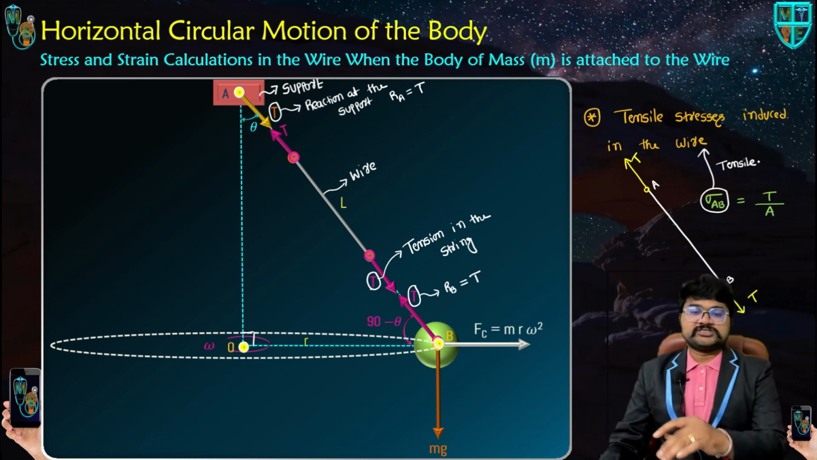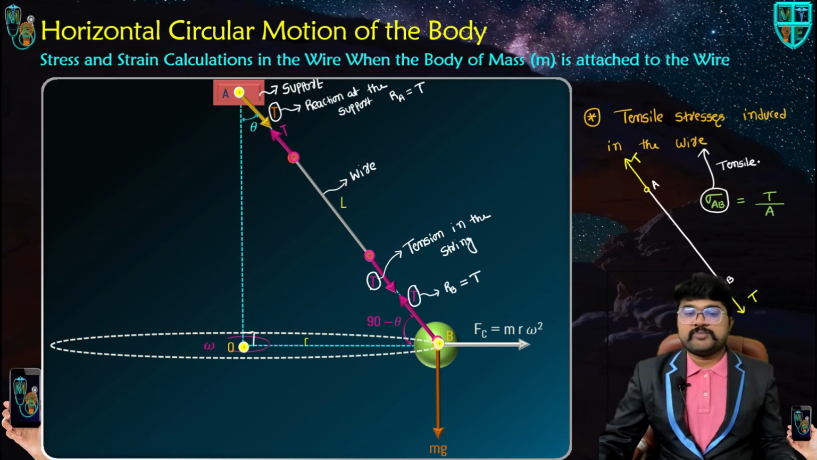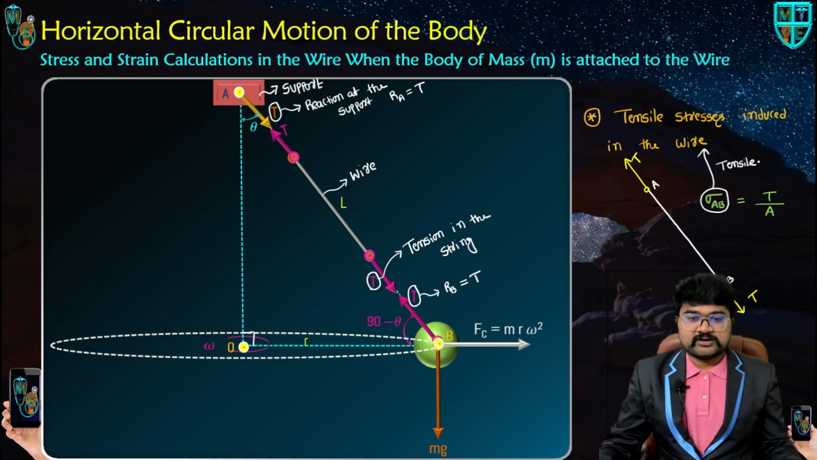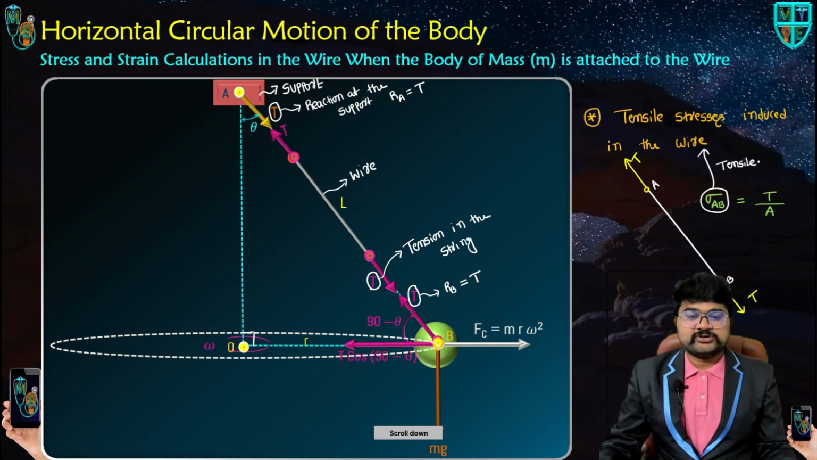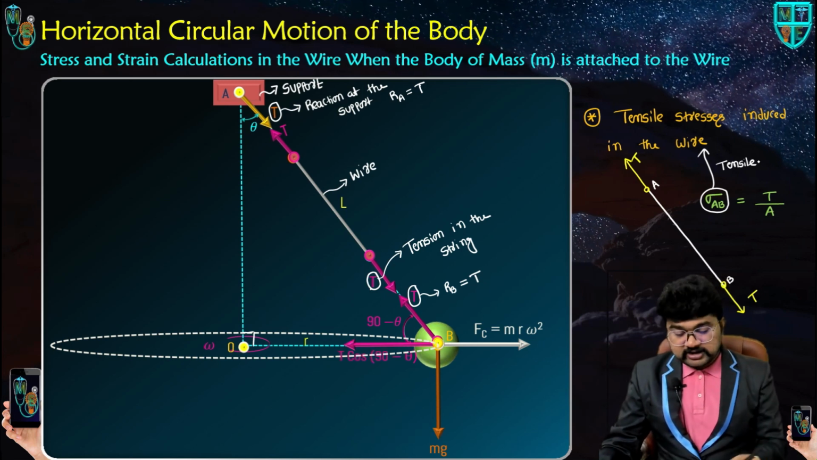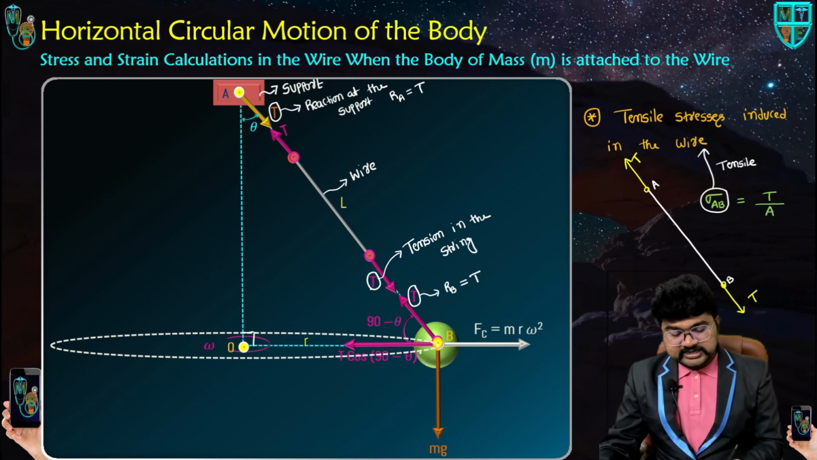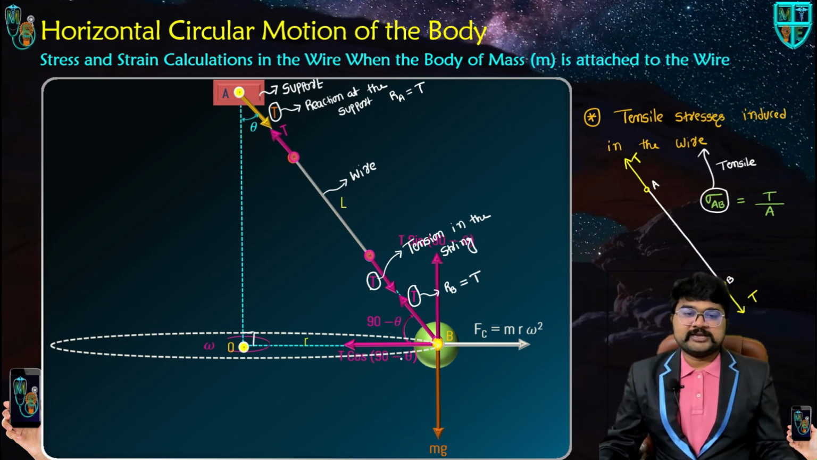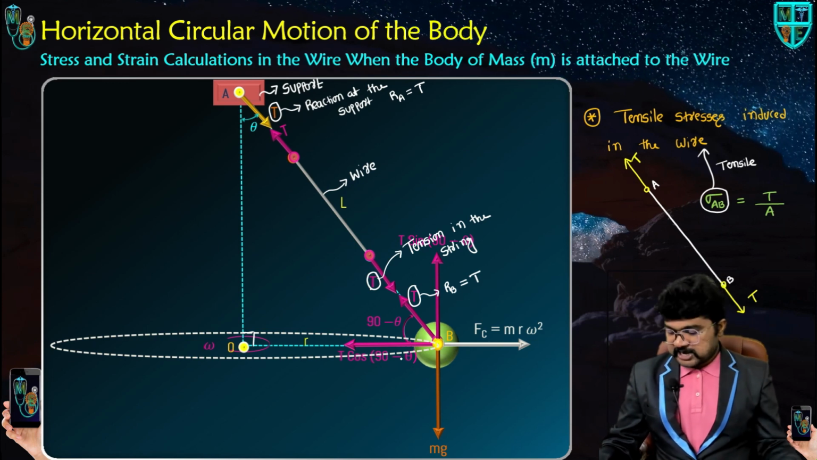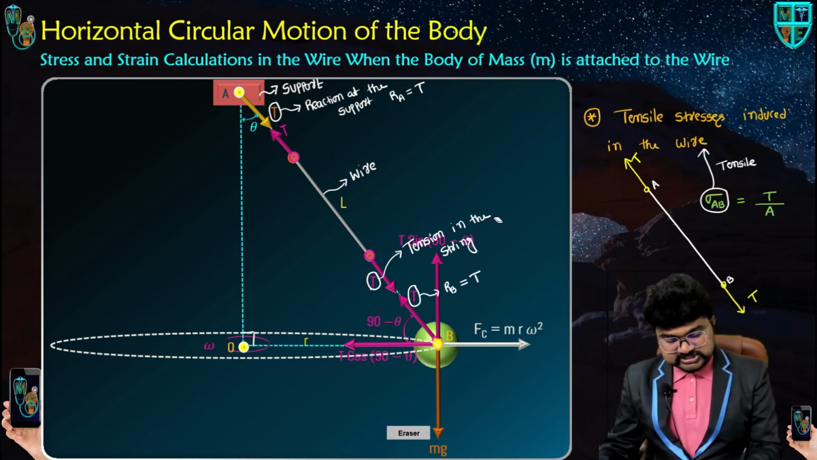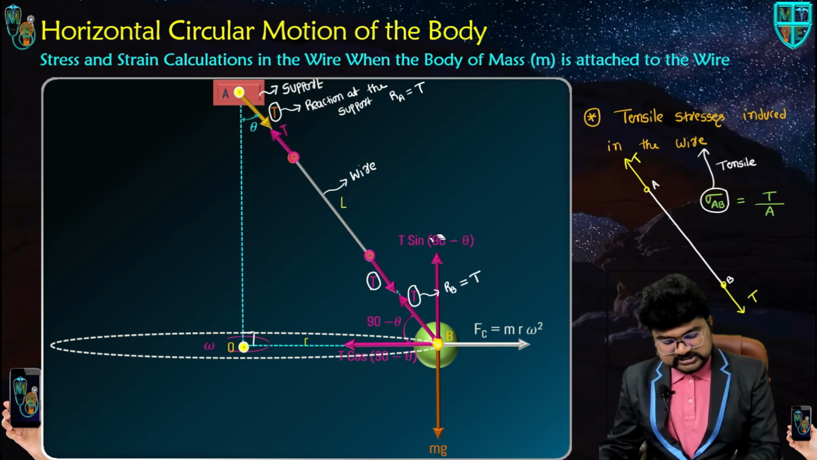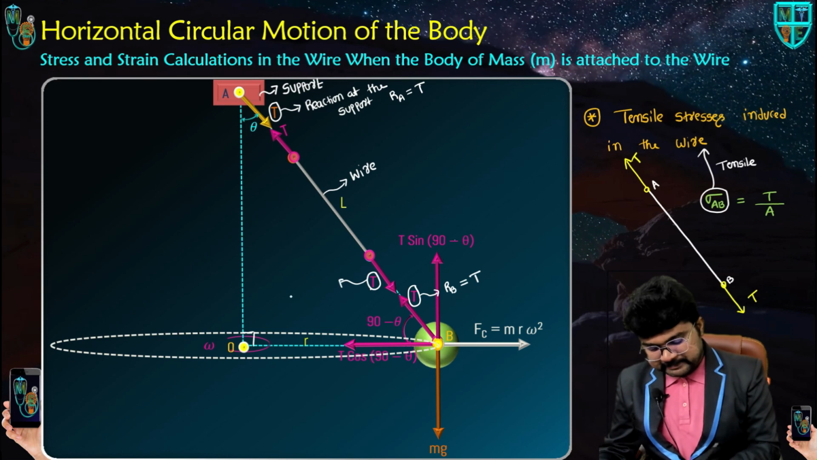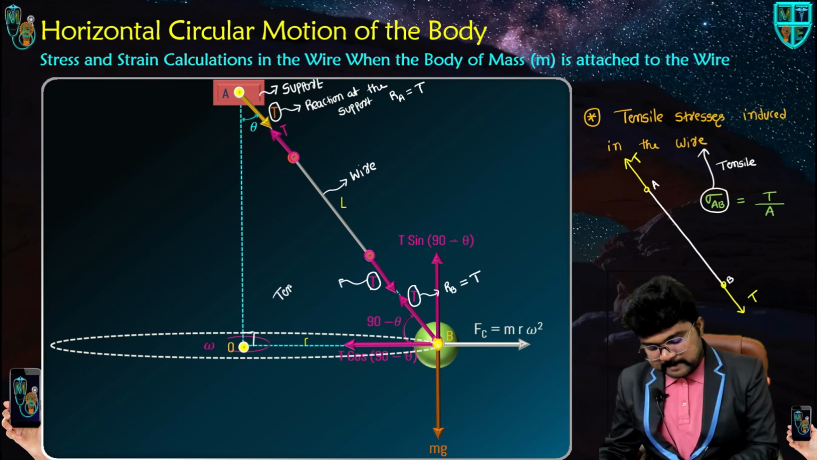Understood? So this is the way to draw the free body diagram and decide the nature of the stresses in the wire. Tensile stresses are induced. We can resolve T: T cos(90 minus theta) and T sin(90 minus theta). Here, what is T? Tension in the string.